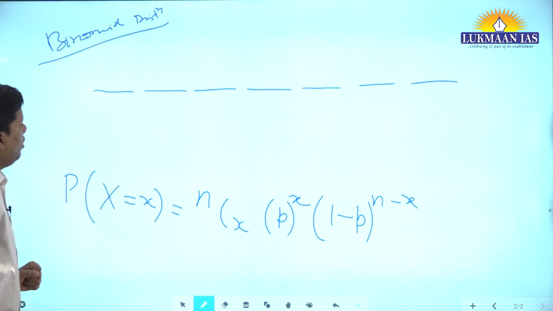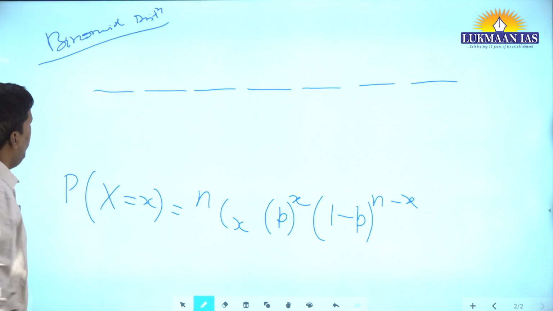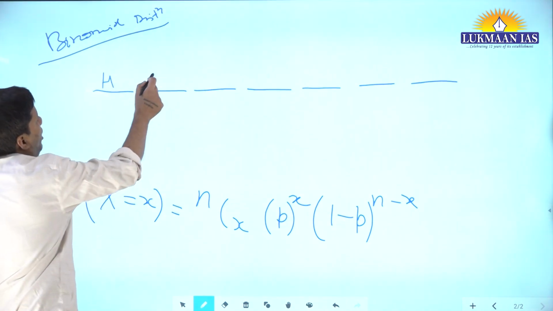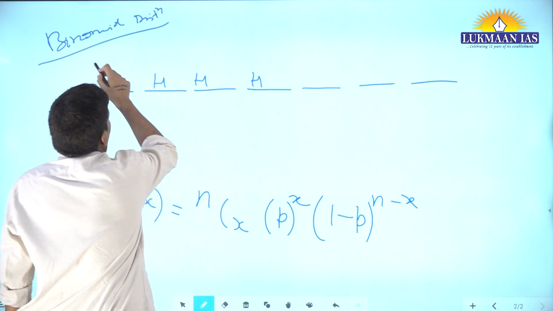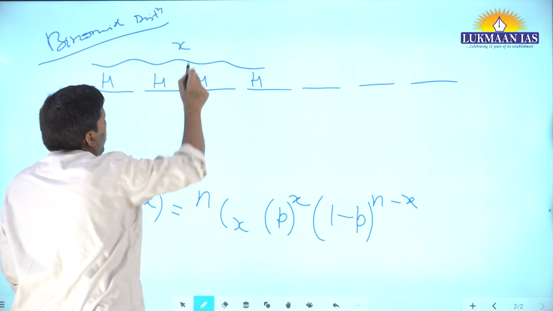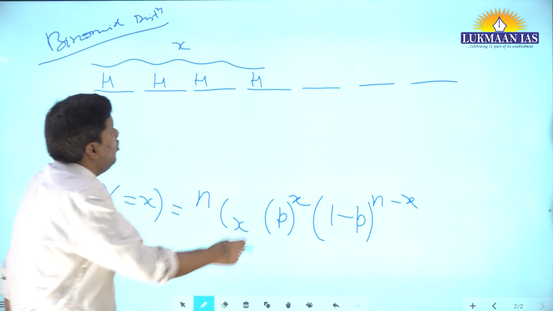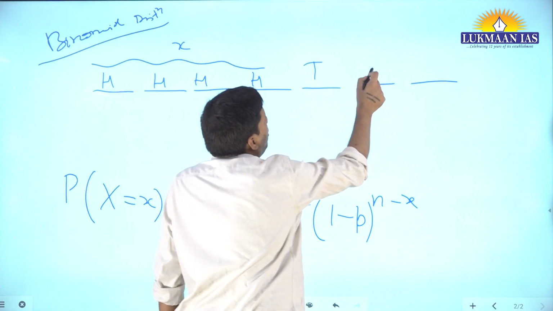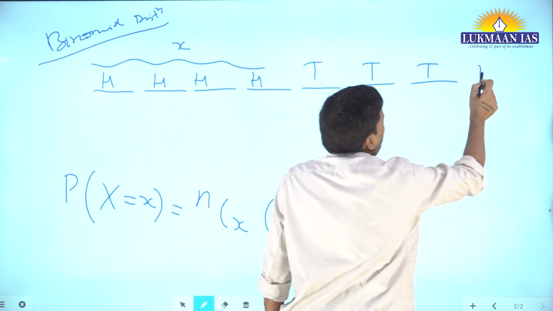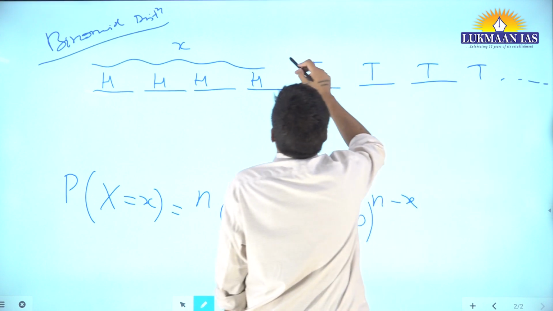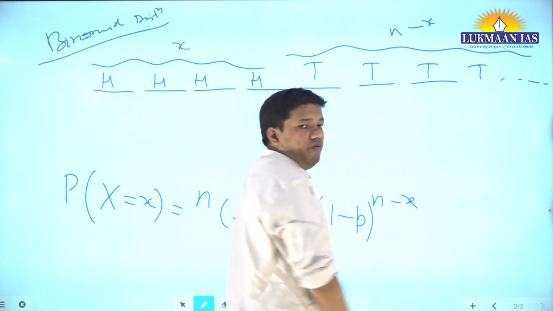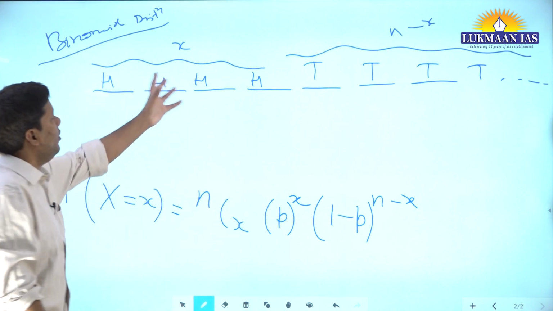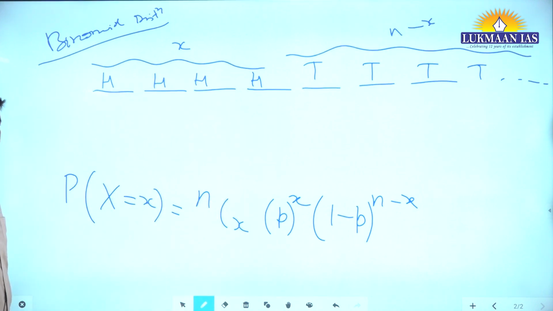Fine. Now you conducted this experiment and you are assuming that you got head, okay, I'm calling it x times, because you are looking for x number of successes. So the remaining times what you will get? Tail. Right? I'm calling it n minus x. Fine? Because the total number of trials is n.